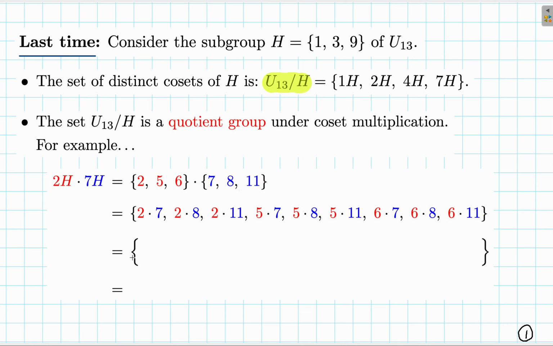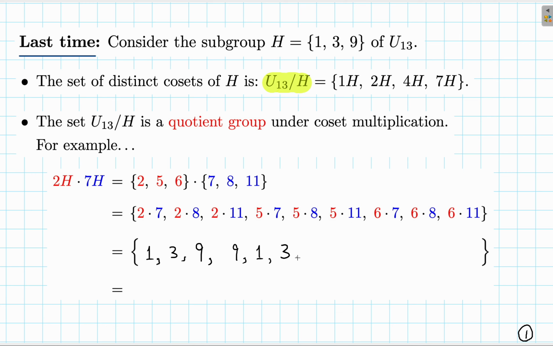So let's do the computation once again. So 2 times 7 is 14, mod 13 is 1. 2 times 8 is 16, mod 13 is 3. And then 2 times 11 is 22, mod 13 is 9. Okay, let's go to the next set of three products. So 5 times 7 is 35, mod 13 is 9. 5 times 8 is 40, mod 13 is 1. And then 5 times 11 is 55, mod 13 is 3.